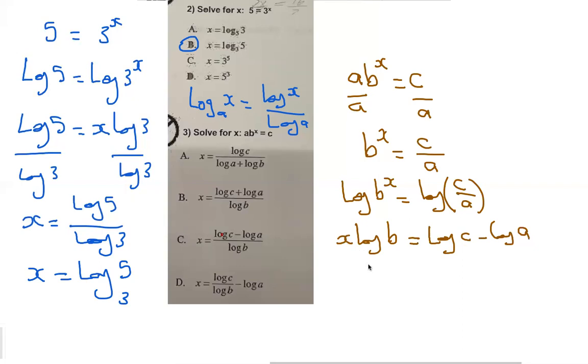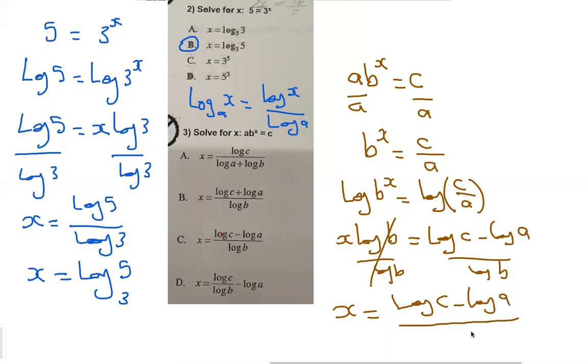And to isolate the x, or solve for the x here, you have to divide both sides by log b, and therefore your answer will be x equals, because that cancels, log c minus log a over log b. So the answer would be C. So let's go to the next question.